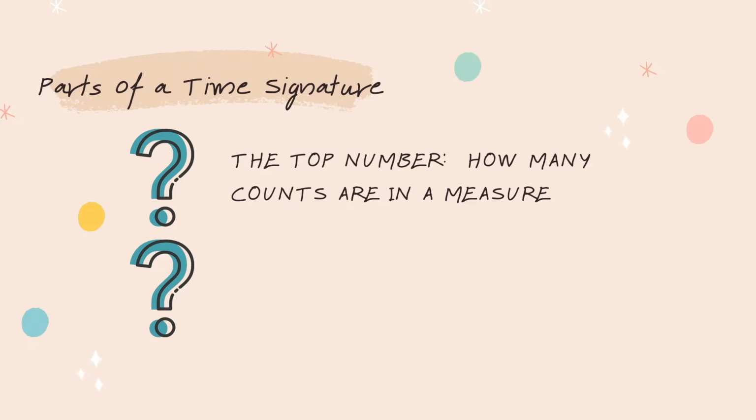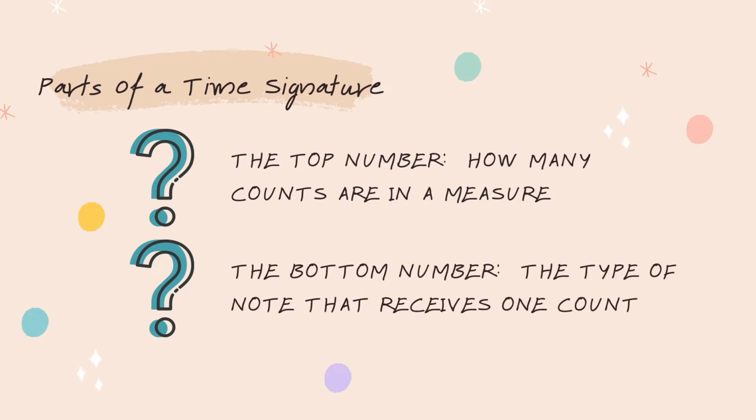The top number in a time signature represents how many counts are in each measure. The top number is not limited and can be any number. The bottom number of a time signature represents the type of note that receives one count. Unlike the top number, the bottom number has limited options for which number it can be because each number represents a type of note.